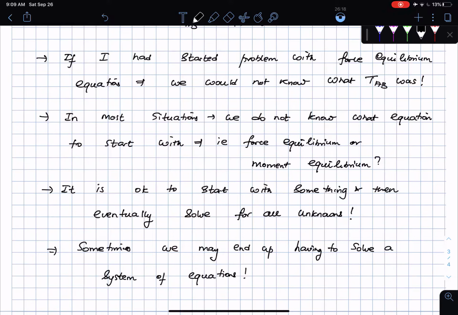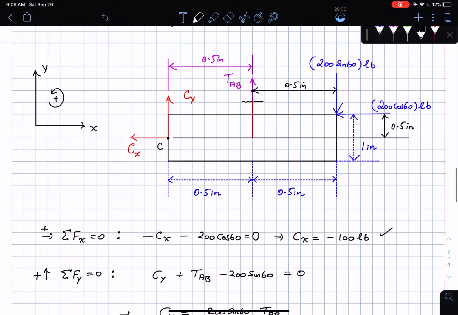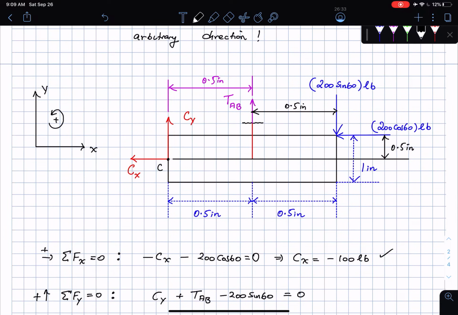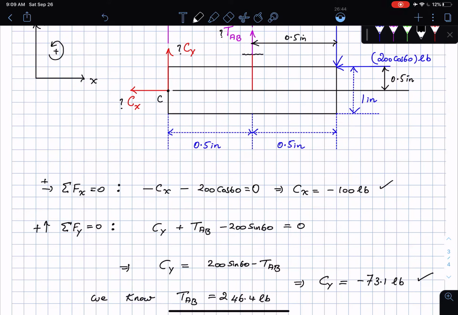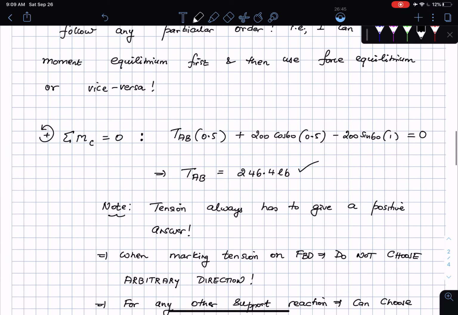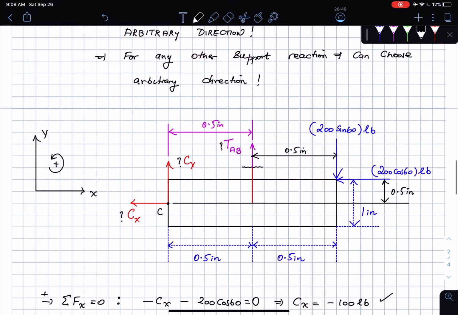But always remember, in a two-dimensional problem, you are going to have only three equations, which means the maximum number of unknowns that you can have in any problem is only three. And that's the case in our situation as well, right? When we started the problem, Cx was an unknown, Cy was an unknown, T_AB was an unknown. So only three unknowns, but then I have three equations of equilibrium, which will allow me to find all of these unknowns, and then T_AB was found by using the moment balance equation.